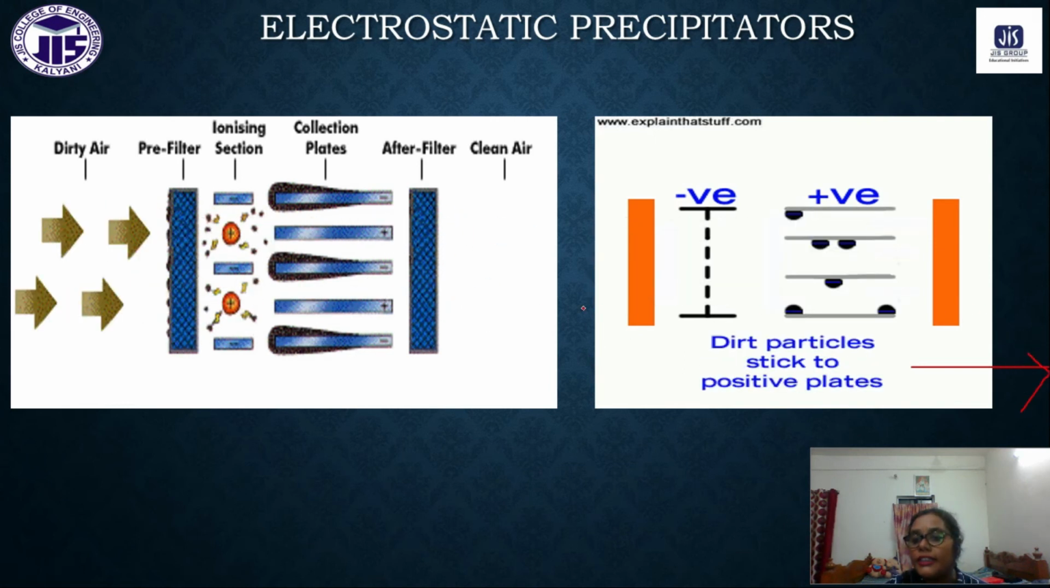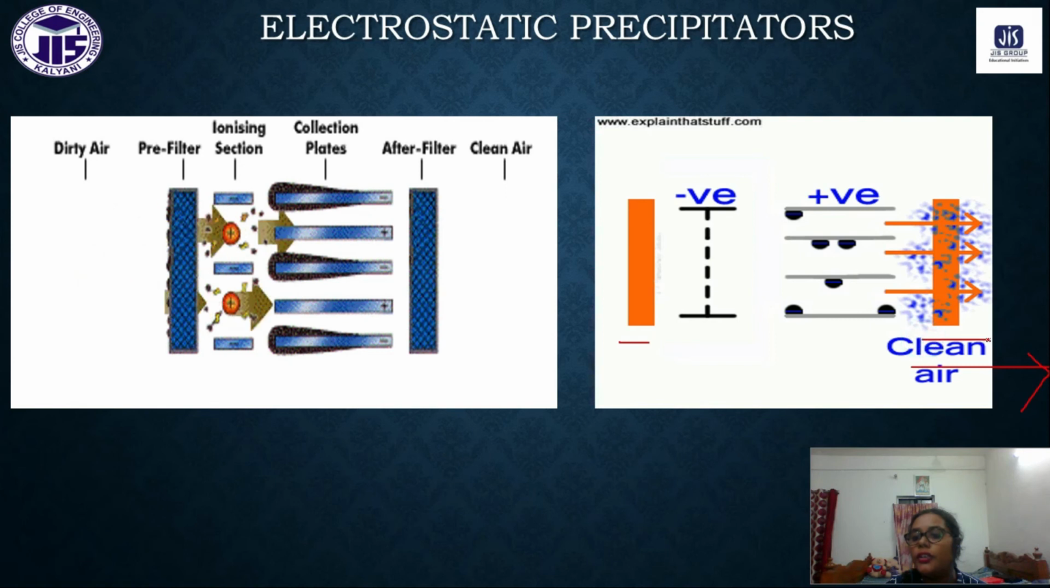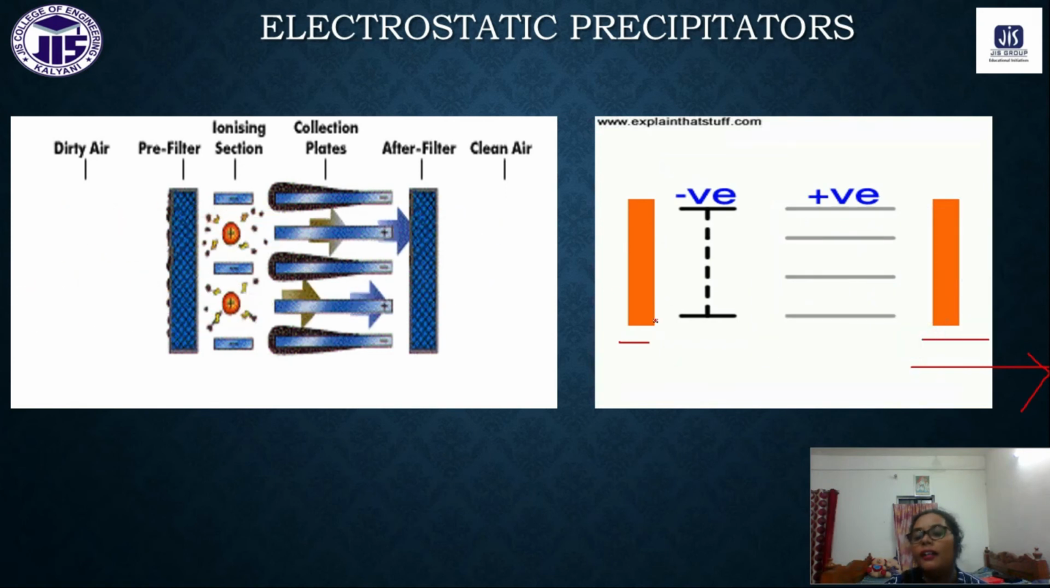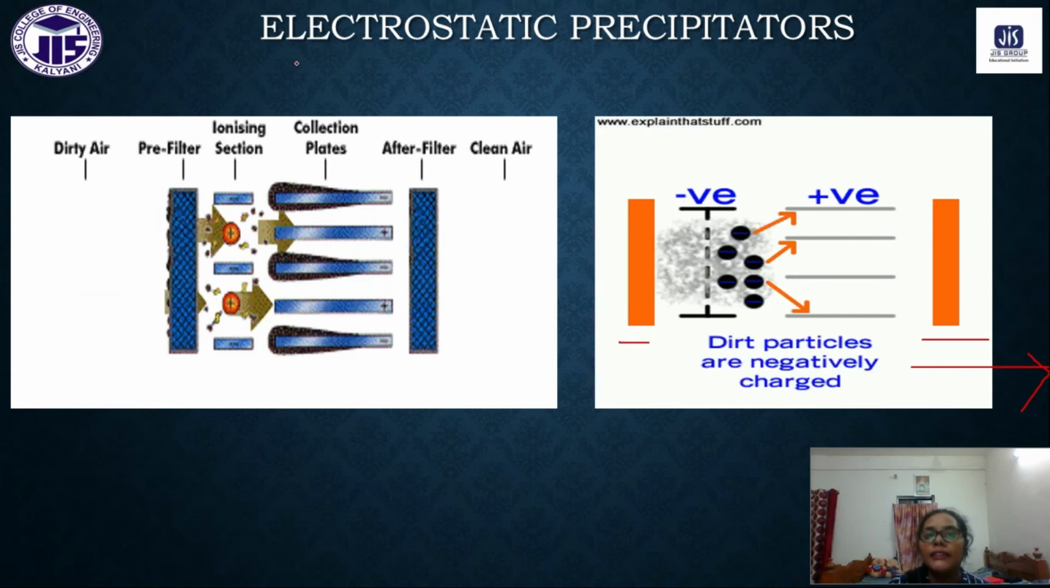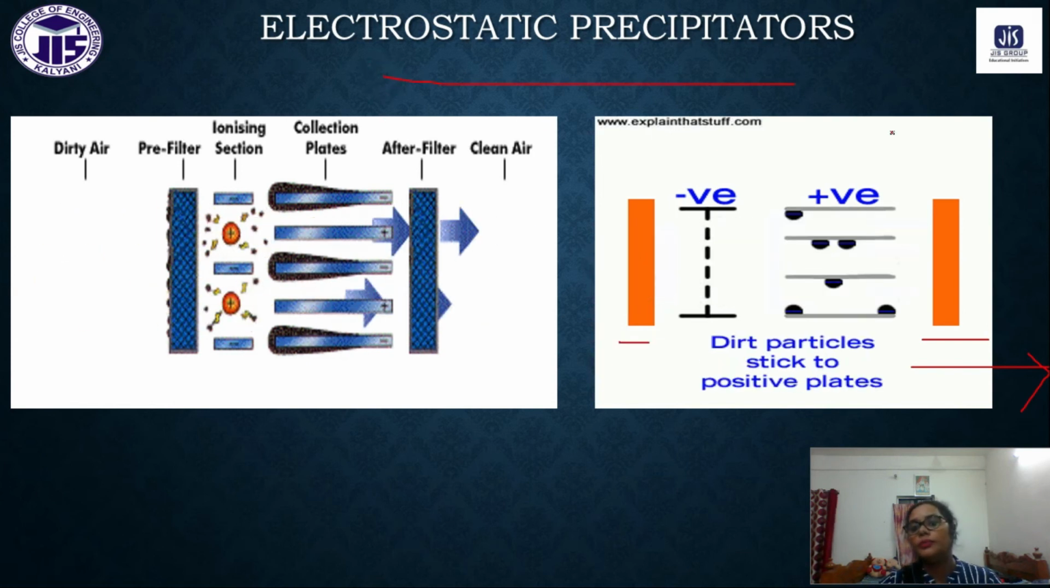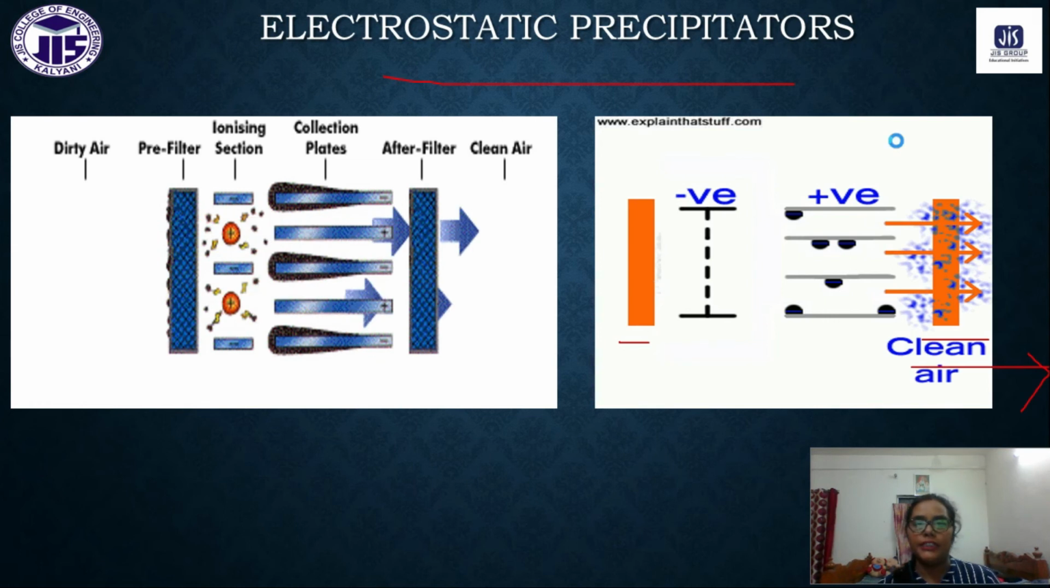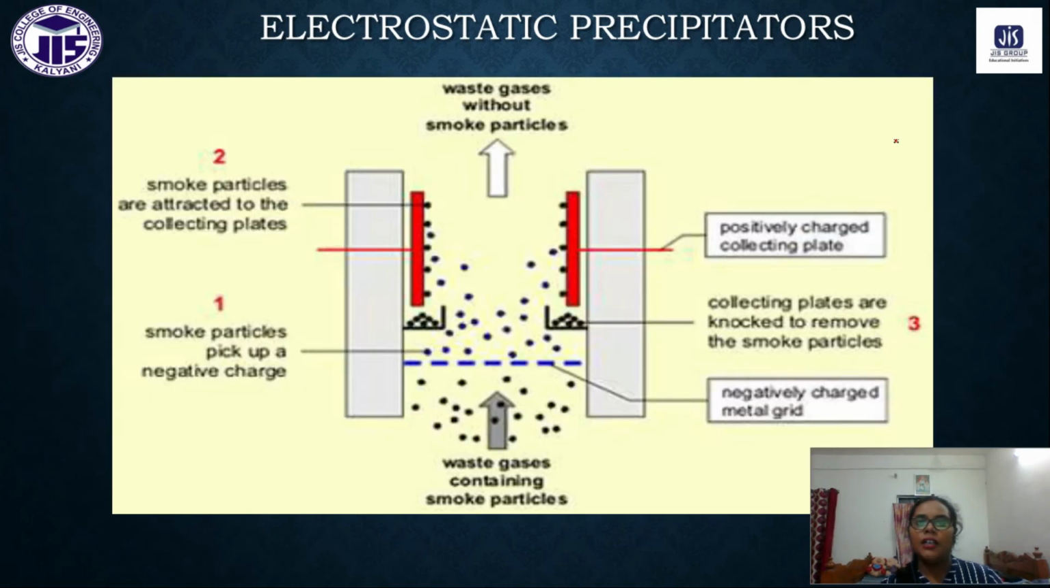So in between these two electrodes, one high electric field is applied, understand? So this is the working principle of the electrostatic precipitator. Yes, this is the working principle. Here we have the electrodes.